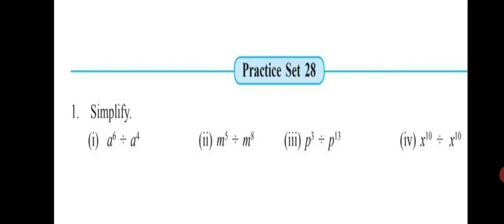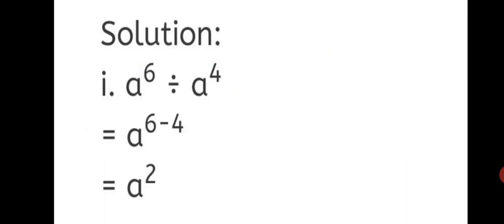Let's solve practice set 28. First sum, a raised to 6 divided by a raised to 4. What does our formula tell us? Keep the base as it is and subtract the index. So a we write as it is, 6 minus 4 is 2. So your final answer is equal to a square.